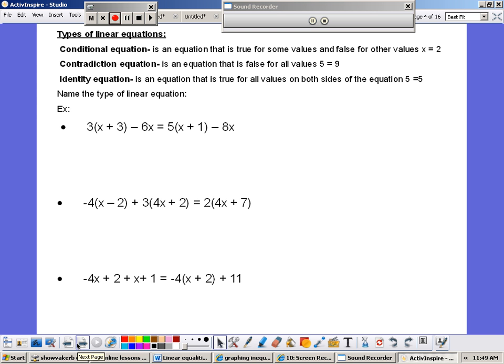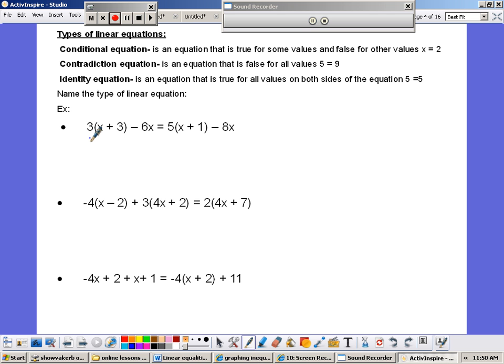Okay, there are 3 types of linear equations. There's conditional, that's what we just did, where you get one answer. There are contradiction equations. They're equations that are always false because the variables drop out and you get things like 5 equals 9. Well, 5 never equals 9. It's no solution. The reason there's no solution is that the 2 equations on the left and the right are parallel if I graph them. The identity equation is an equation that is true for all values on both sides. The variables will drop out and you'll get the same number on both sides. What that means is if I graph both sides, the left and the right, as equations, they would be the same line.